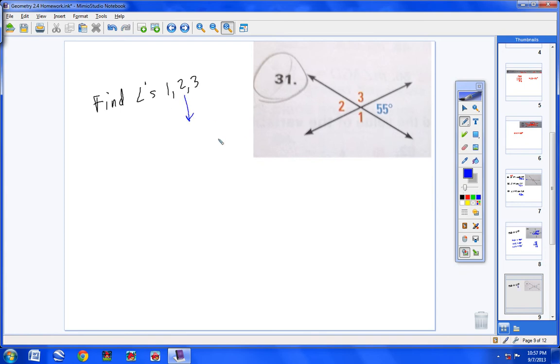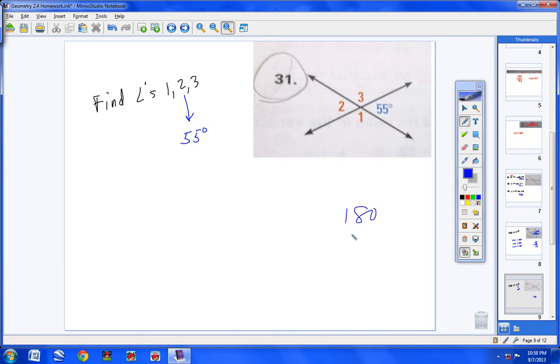Angle 2 would have to be 55 degrees. Hopefully you see that, because these two angles are vertical angles, and so because they're vertical, angle 2 has to be 55 degrees. Now, see this straight line right here? See this ray coming off of it? This angle and this angle are what we call linear pairs. They're linear pairs, thus they're supplementary.